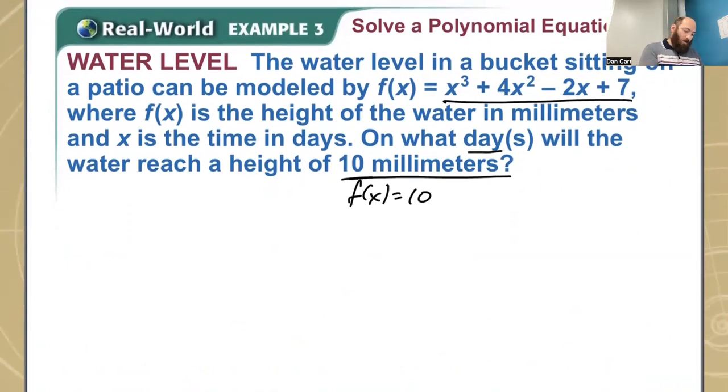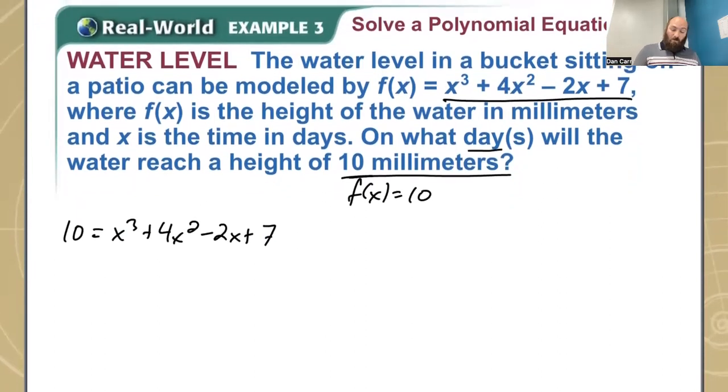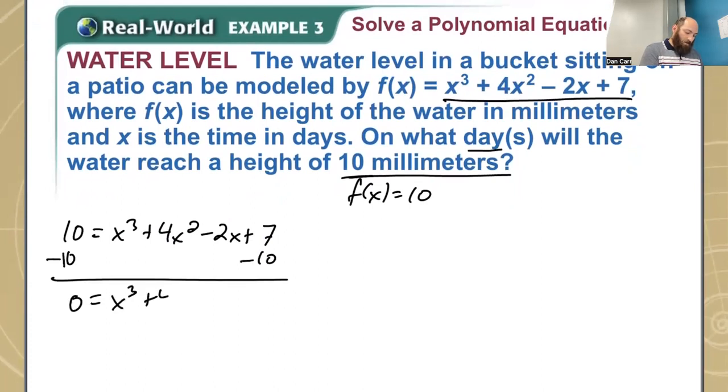So the way I can set this one up is I'm going to replace f of x with 10, but then have my polynomial on the other side of my equation. Okay, anytime I'm trying to solve these, the best bet is to always make it equal to 0. That way 0 equals x to the third plus 4x squared minus 2x minus 3. This is what I'm going to graph in my graphing calculator. I want to graph this and find when it crosses the 0 there.